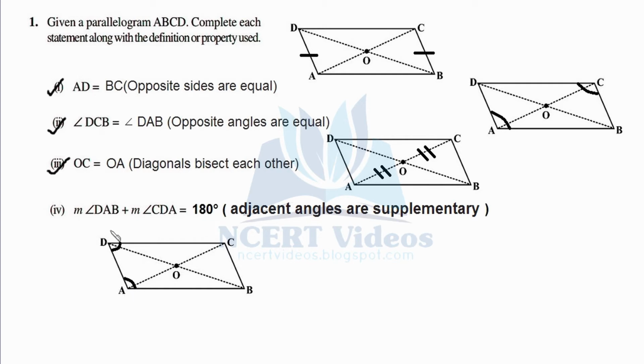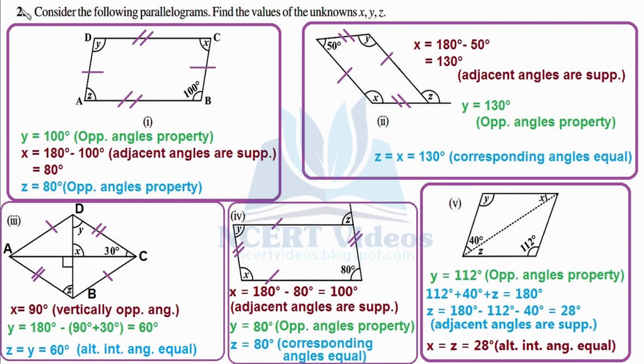Therefore, angle A and angle D will give us sum as equal to 180 degrees. Similarly, angle A plus angle B will give us 180 degrees. Again, angle B and angle C will give us 180 degrees. Finally, angle C and angle D will give us 180 degrees. That is, adjacent angles are supplementary. That completes our fourth part. With this, first question of exercise 3.3, understanding quadrilaterals, has been solved. Moving on to question number 2. Consider the following parallelograms. So we are given different parallelograms.